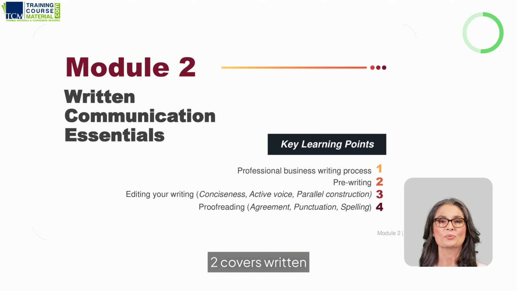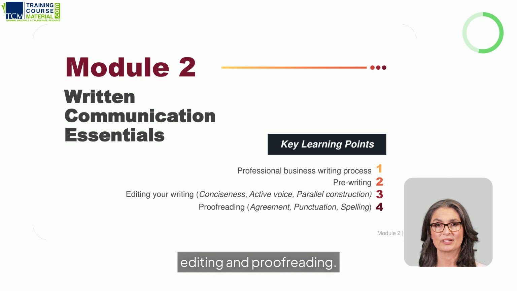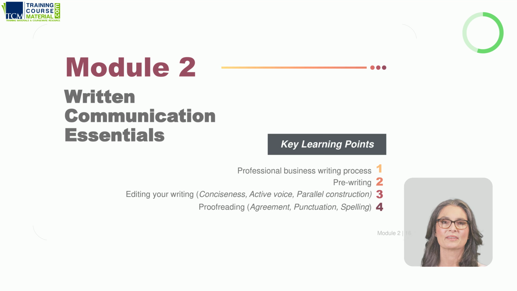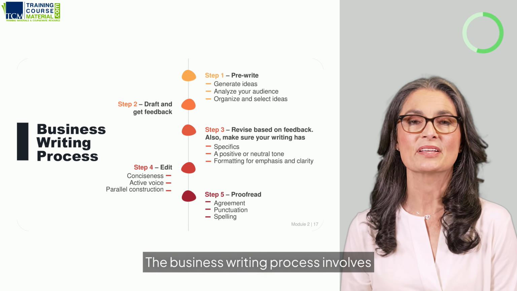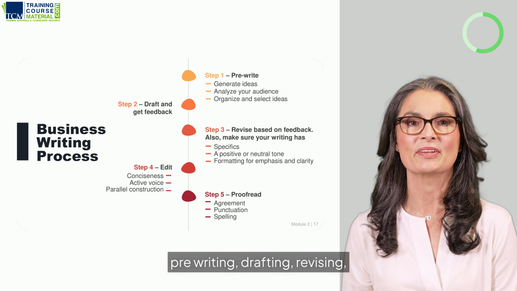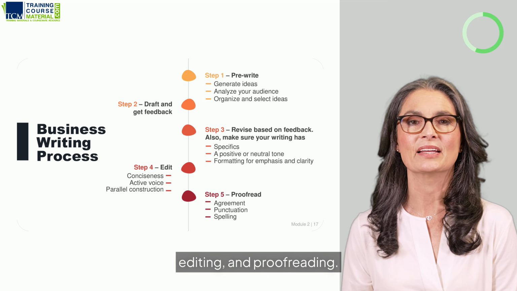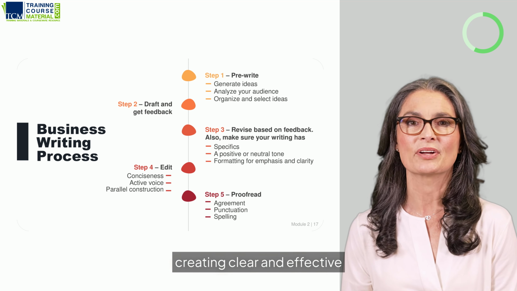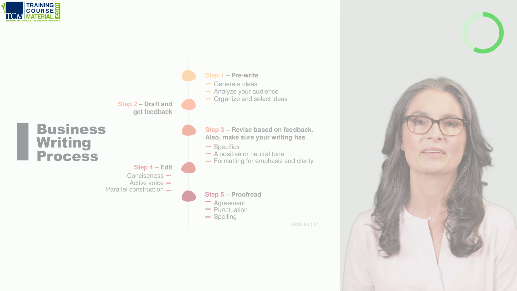Module 2 covers written communication essentials. Key points include the business writing process, editing, and proofreading. Let's refine our writing skills for professional excellence. The business writing process involves pre-writing, drafting, revising, editing, and proofreading. Each step is crucial for creating clear and effective written communication.